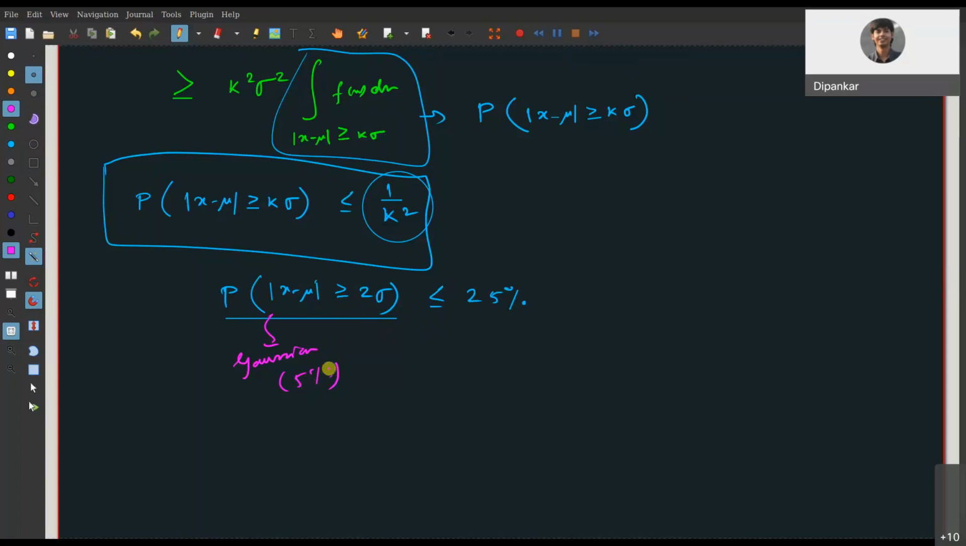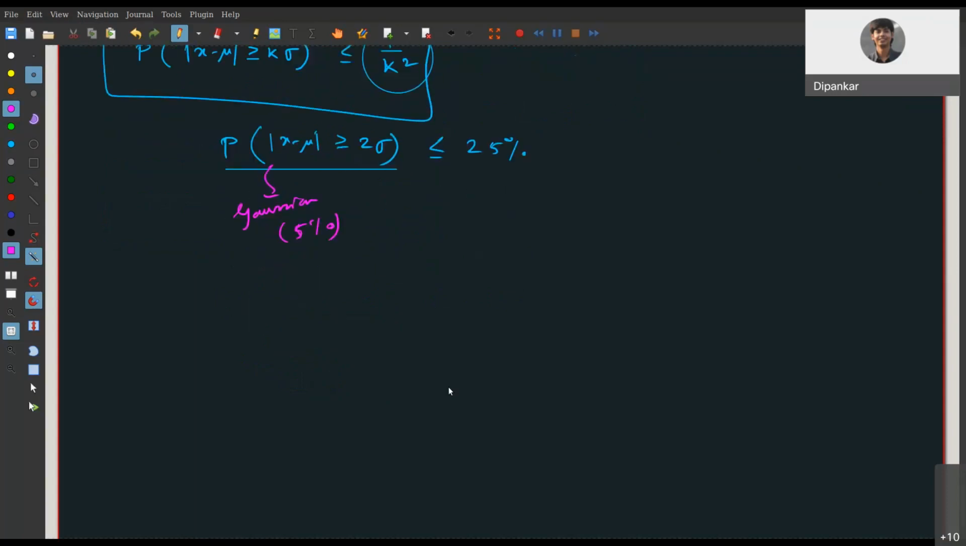By comparing these numbers, 5% and 25%, you get an idea that this Chebyshev inequality is a conservative bound, so relaxed compared to Gaussian or anything else that we know of, that it is too loose to be of much practical use. But it is good to know that even if you do not know your distribution, you can always put a bound on the probability of finding a random variable x kσ away from μ. With this, I will stop, and let me know if you have questions up until this point.